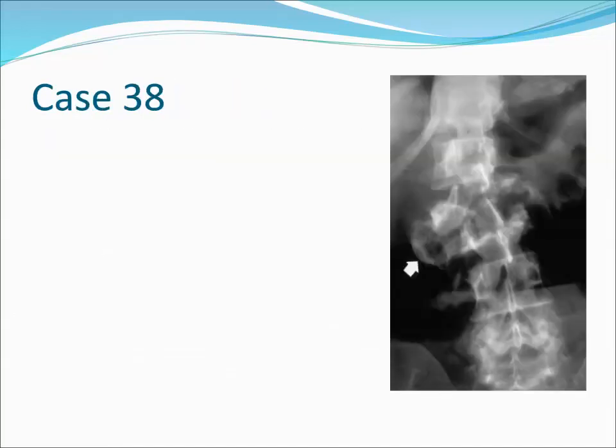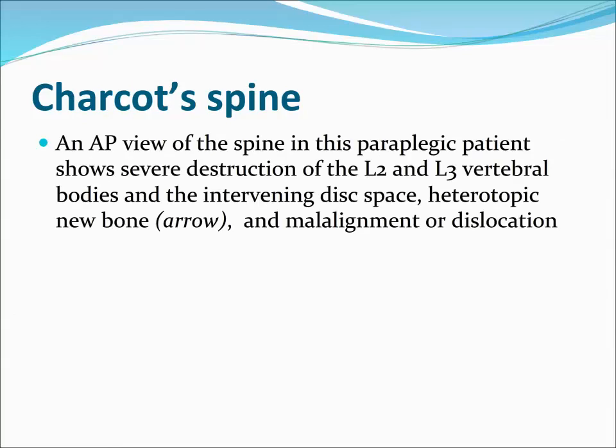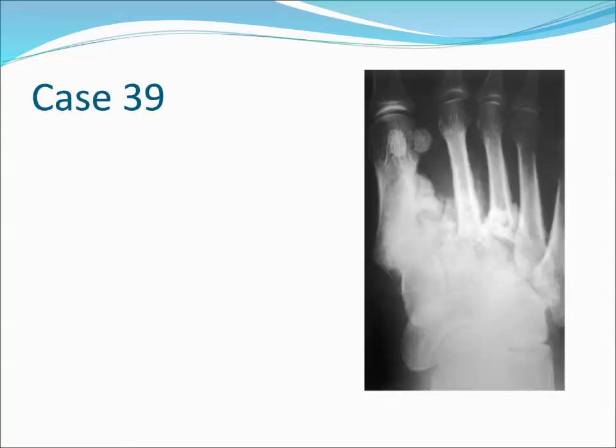An AP view of the spine in this paraplegic patient shows severe destruction of the L2 and L3 vertebral bodies and the intervening disc space, heterotopic new bone (arrow), and malalignment or dislocation. Dislocation of the second and third metatarsals along with joint destruction and large amounts of heterotopic new bone are present in the foot of this diabetic patient. These findings are classic for a Charcot's joint that has been termed the Lisfranc's fracture dislocation. It is most commonly seen secondary to trauma rather than as a Charcot's joint, but is the most common neuropathic joint seen today.